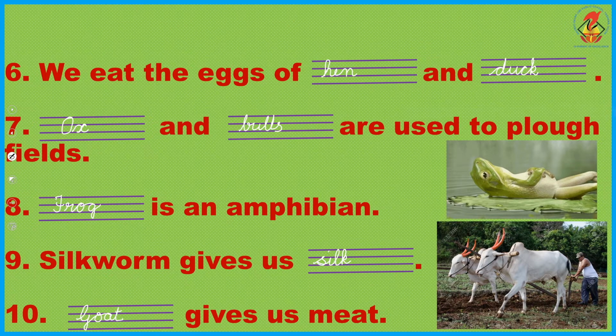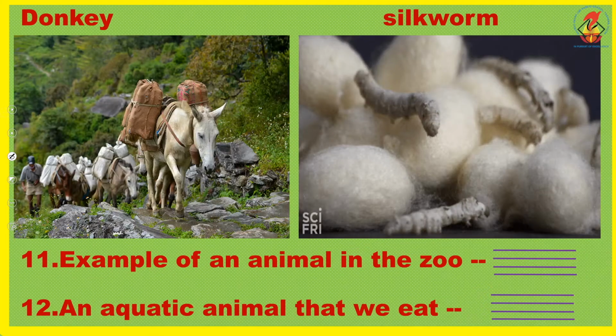G-O-A-T. Now let's quickly read this, fill in the blanks. We eat the eggs of dash and dash, hen and duck. Ox and bulls are used to plough the fields. Frog is an amphibian. Silkworm gives us silk. Goat gives us meat. Let's go to the another worksheet.